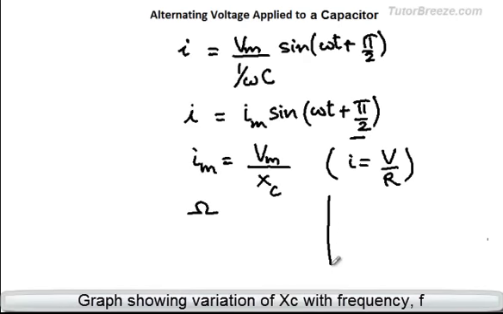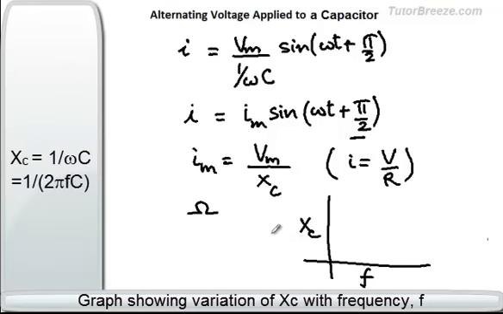And if you plot a graph between the frequency of the alternating voltage which is applied and Xc, now you can see Xc is 1 by omega c. So this will vary inversely as the frequency. For low frequencies the reactance is extremely high, and for high frequencies the reactance decreases.